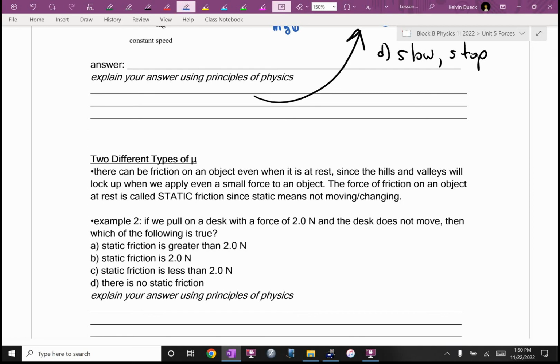Who says, Mr. Duick, this is so easy, A, static friction is clearly bigger than 2 newtons. It's A. Nah, it's B. What are you going with? C, no, static friction is less than 2 newtons. No friction. Three of you I missed. I'm taking names in the next vote. Make sure you vote next time because I missed three of you.